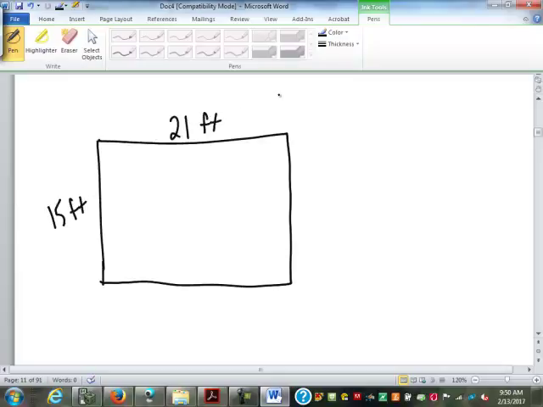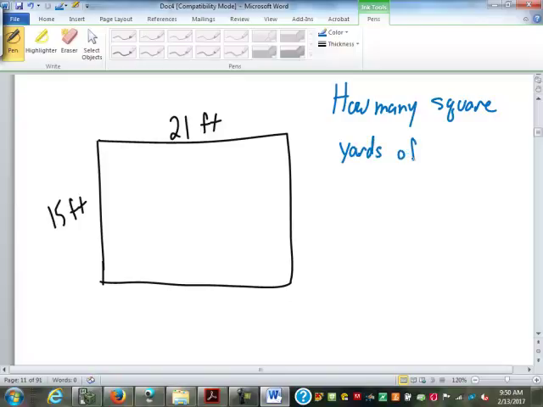Let's say we've got a room that's 15 feet by 21 feet. And we're going to cover it with carpet. And it asks how many square yards of carpet is it going to take to carpet that room? Well, if you look at the dimensions, they are given in feet. So in order to get square yards, we have to have those dimensions in yards.